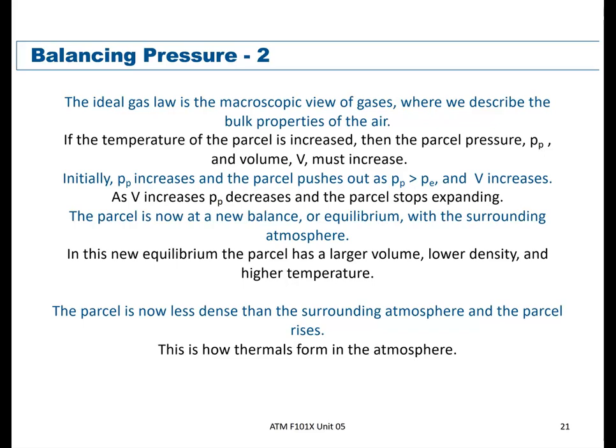The law describes a quantity of gas in equilibrium with variables that have settled down after a change. Consider what happens when the temperature of a parcel of gas is increased. Then the volume and/or the pressure exerted by the gas must increase. The volume can only increase if the pressure increases and pushes the gas outward. So initially the pressure must increase, then the volume increases. As the volume increases, the pressure must decrease, and so the expansion slows down. Eventually the parcel reaches a new equilibrium state where the volume has increased, the temperature has increased, the density has decreased, and the pressure is unchanged. The parcel can now rise in the atmosphere and form a thermal.